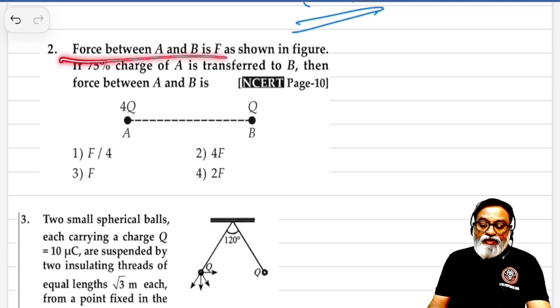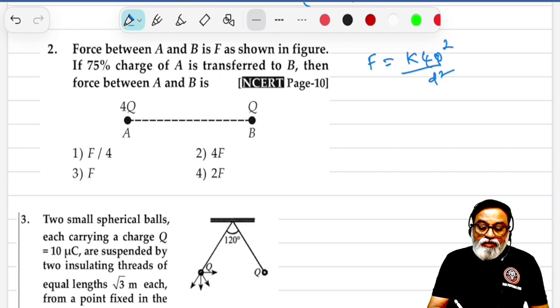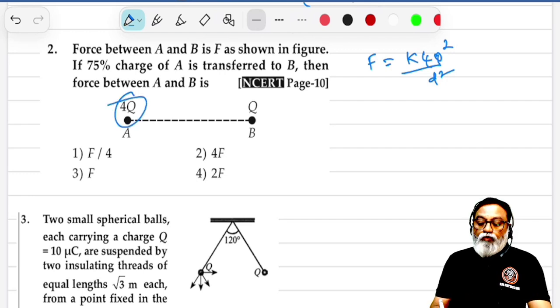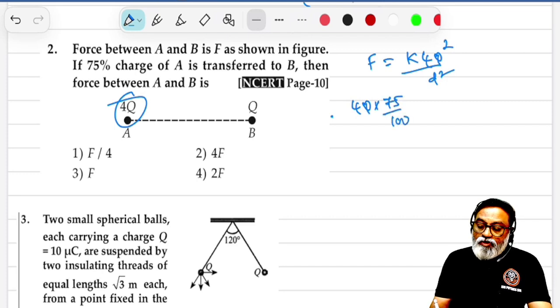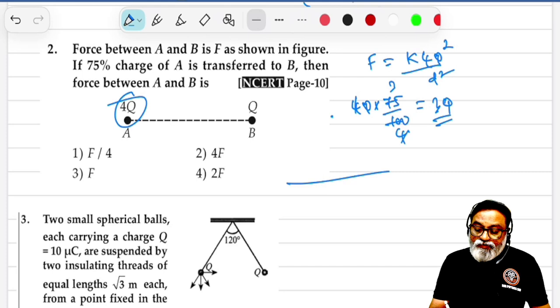So here the force between A and B is F as shown in the figure. If 75% of the charge of A is transferred to B, then what is the force between A and B? Now force between A and B is k into 4Q into Q, that is 4Q square by d square. See, what is 75% of 4Q? That is 4Q into 75 by 100. 25 3s are 75, 25 4s are 100. This becomes 3Q.